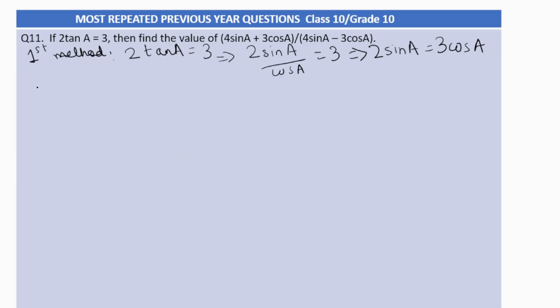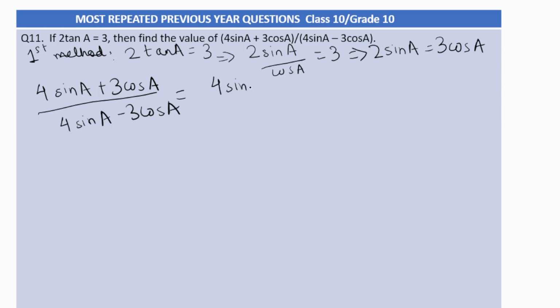So first I will write the equation 4 sin A plus 3 cos A by 4 sin A minus 3 cos A. Now instead of 3 cos A, I can write 2 sin A. So it will become 4 sin A plus 2 sin A divided by 4 sin A minus 2 sin A.